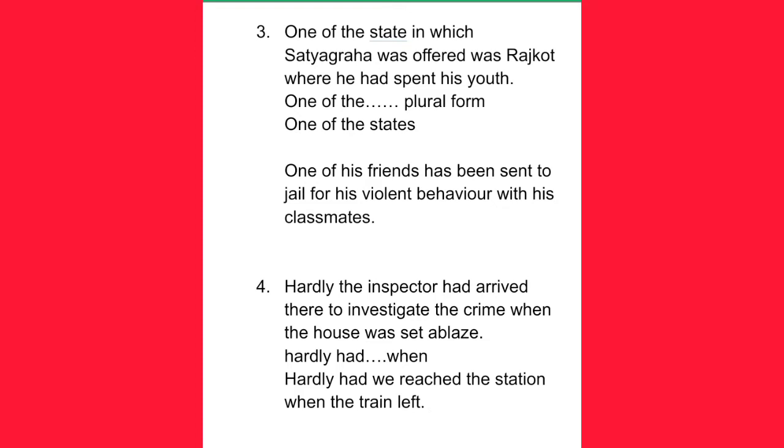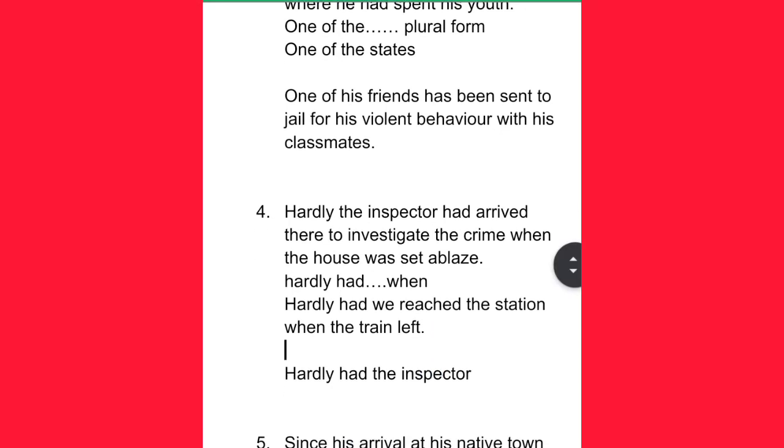So whenever we use this conjunction hardly had, remember both of these words come together, hardly had. But in this sentence, if you can see, hardly and had have been separated with the words the inspector in between these two words, and therefore that is an error. So the correct would be hardly had the inspector. Alright, that would be the correct answer. Hardly had the inspector arrived there to investigate the crime when the house was set ablaze.